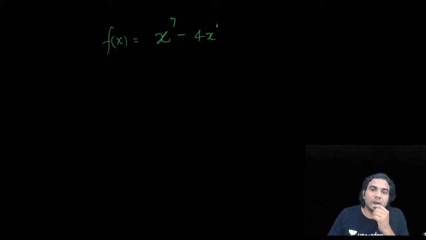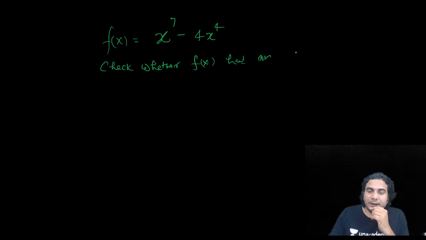For f(x) = x^7 - 4x^4, check whether f(x) has an extrema at x = 0.